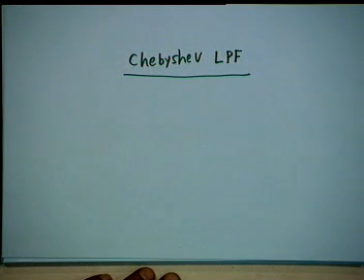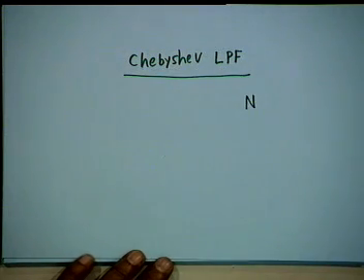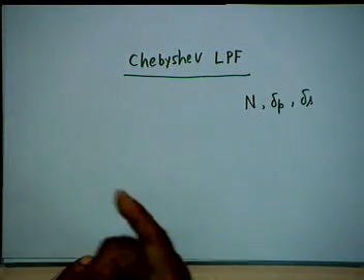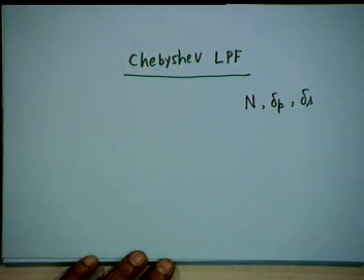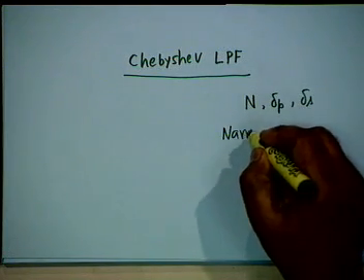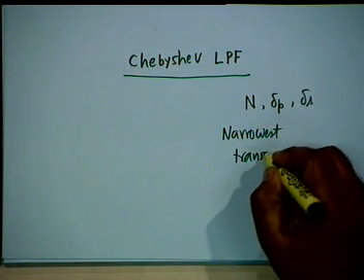Chebyshev LPF has the distinctive characteristic that if elliptic filters are excluded, then Chebyshev LPF is the optimum one. Optimum one always is the elliptic filter. If they are excluded, because elliptic filters are complicated to design, Chebyshev LPF is almost always preferred. It is the optimum. Optimum means that for a given omega p, for a given capital N, and delta p and delta s, for a given order and the same tolerance, the Chebyshev LPF, of all pole filters that are possible, will give the narrowest transition width, narrowest transition band.